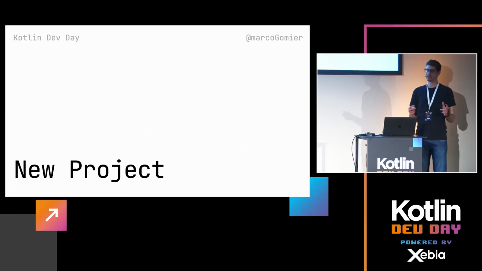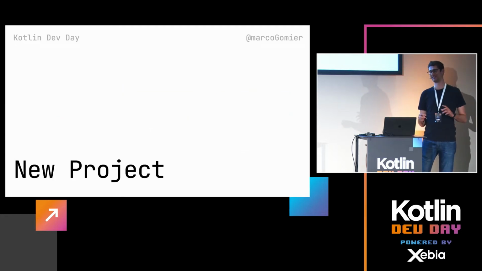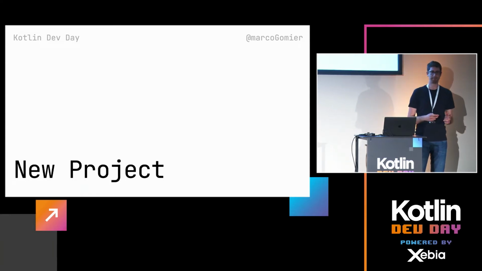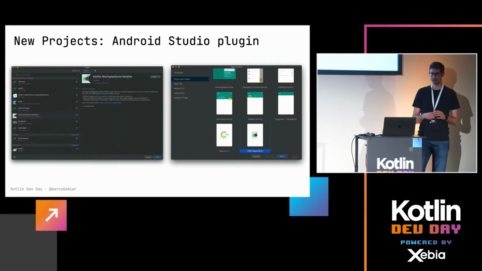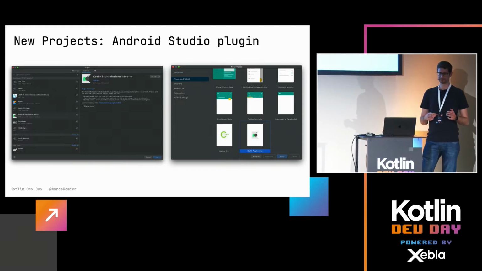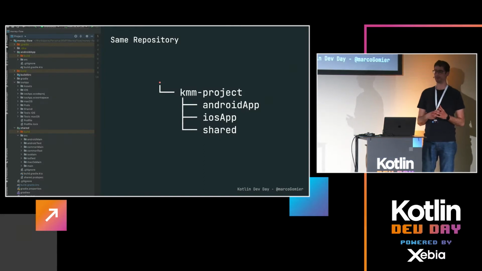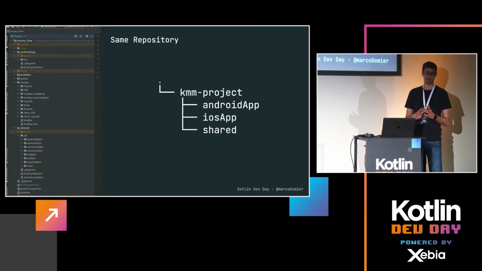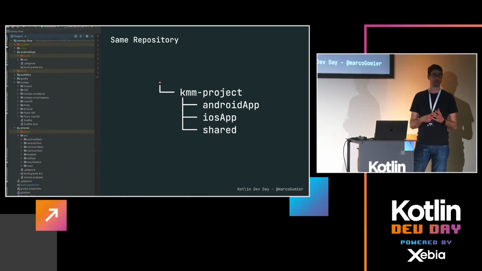Okay. It's about an existing project, but before diving into an existing project, we need to understand how things work for a new project. For a new project, it's very simple to create one because there is a fantastic Android Studio plugin that you can use to spin up a new project. With just a bunch of clicks, you can end up with a new project. And this project has everything inside the same folder. So basically, you're going to end up having a monorepo.